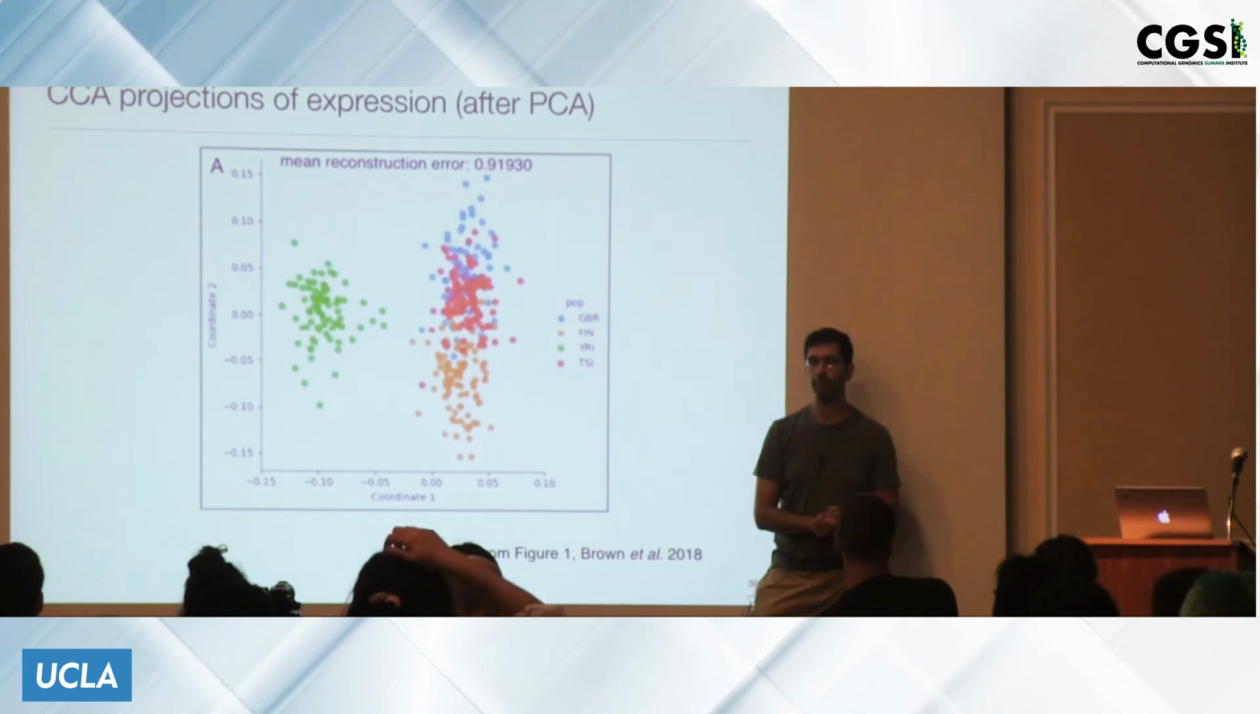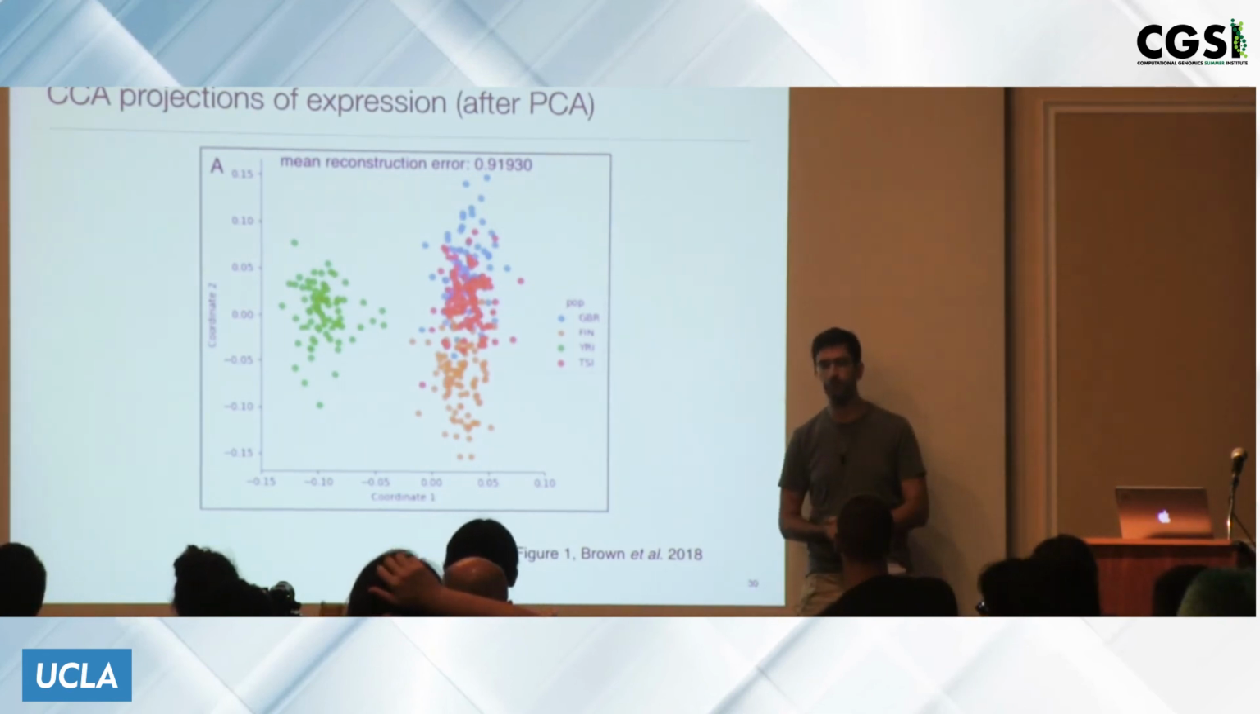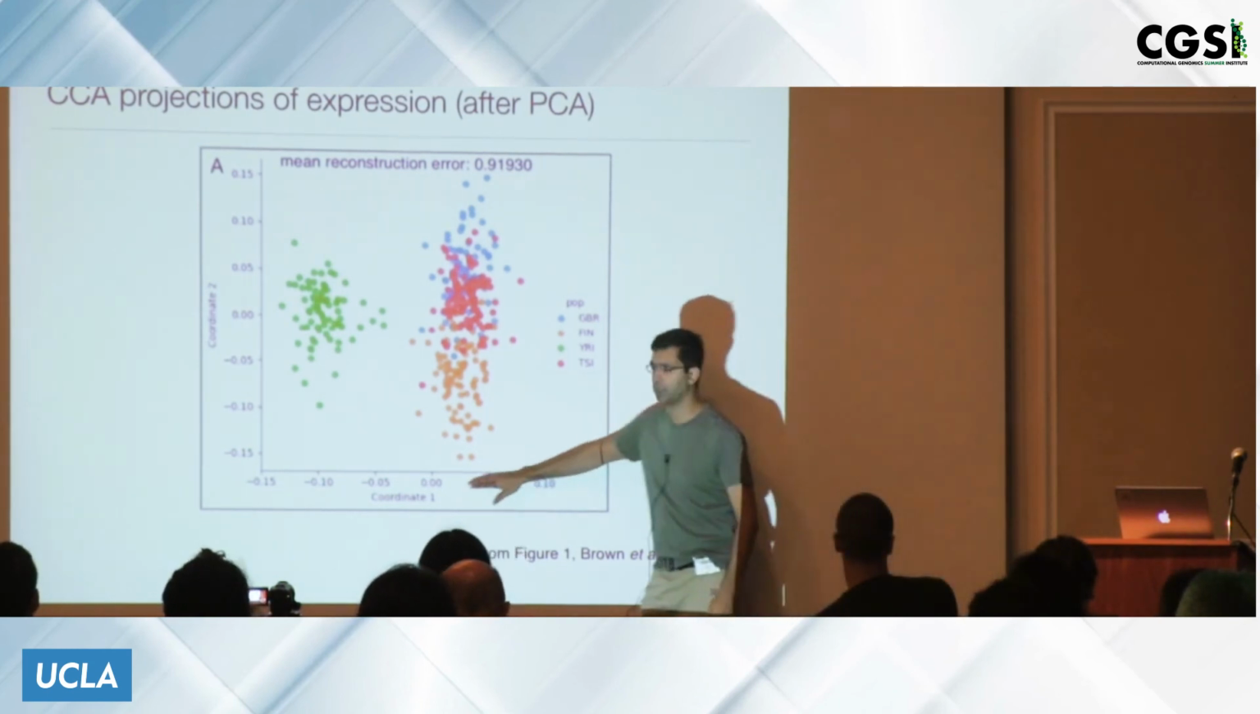So this is expression data on the first. Expression and genotype, yeah. It's the expression data projected onto the canonical correlations.